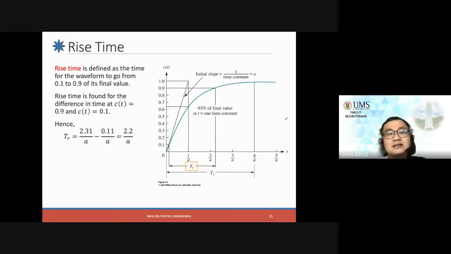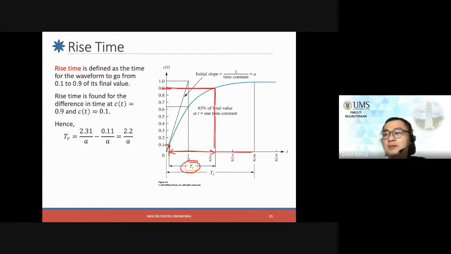The second specification that you would like to know is the rise time. Rise time is defined as the time for the wave to go from 10% to 90%. So we only look at this period of time, from here to 90%. You only look at this length, and this would be our rise time.